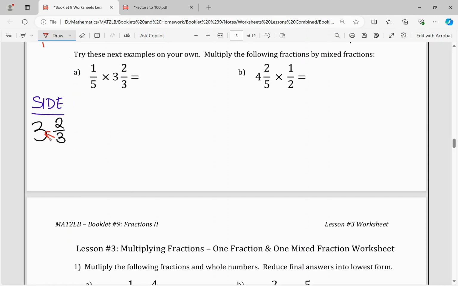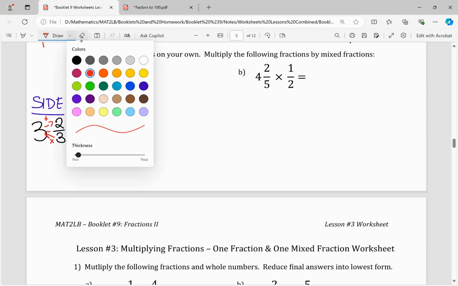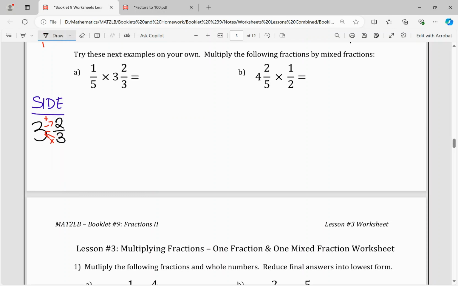As usual, multiply the denominator by the whole number and then add the numerator. So that is going to look like 3 times 3 plus 2. 3 times 3 is 9, and 9 plus 2 is 11. So 3 and 2/3 can be rewritten as 11 over 3. The denominator stays the same.